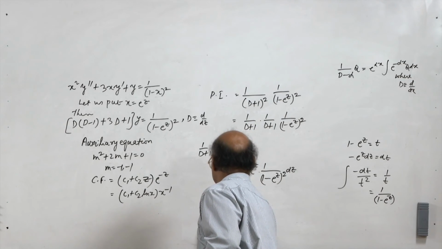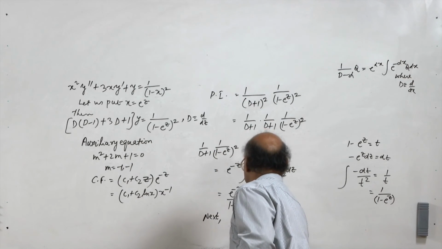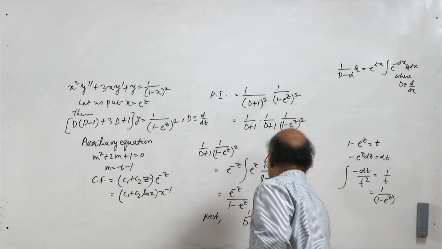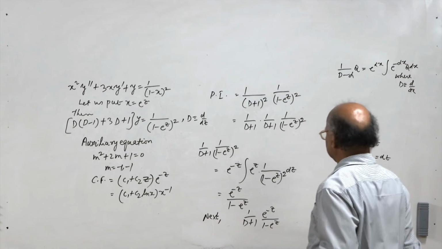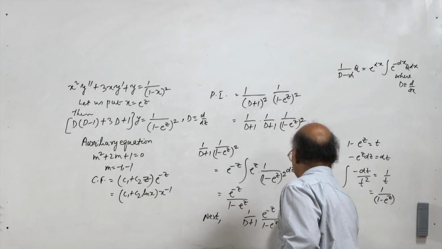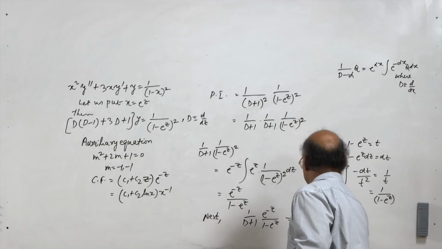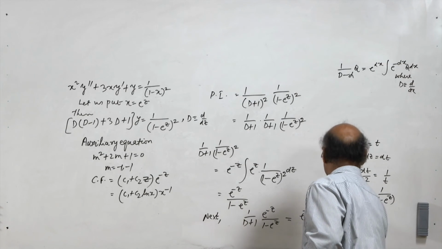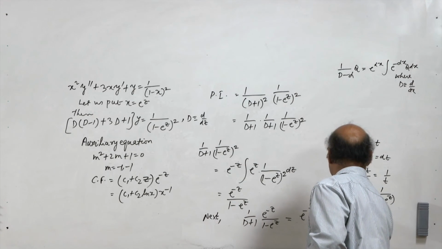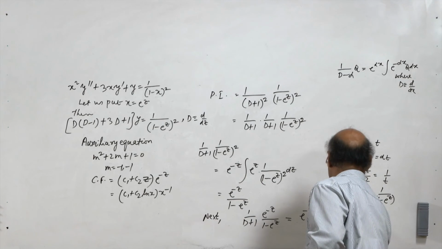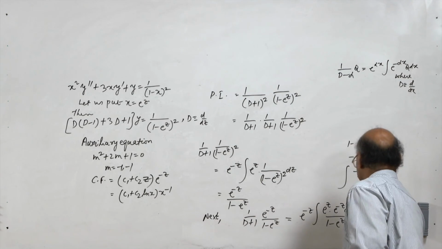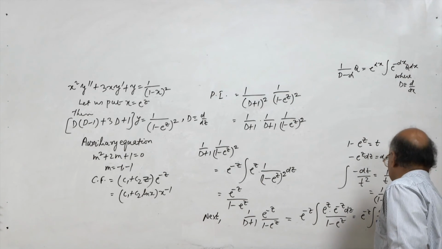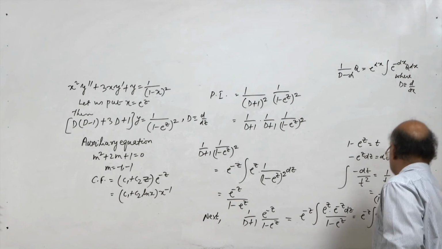Next, 1 over D plus 1 operating on e to the power minus z divided by (1 minus e to the power z). Let us find out the result of this. So, again we apply this formula, alpha is minus 1. So, we get e to the power minus z integral e to the power z into e to the power minus z dz divided by (1 minus e to the power z), and this will give you how much? e to the power minus z integral dz divided by (1 minus e to the power z).